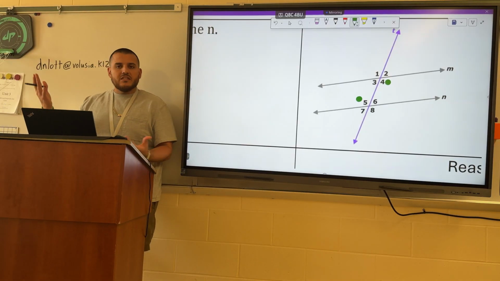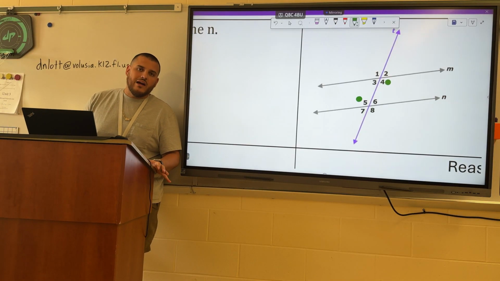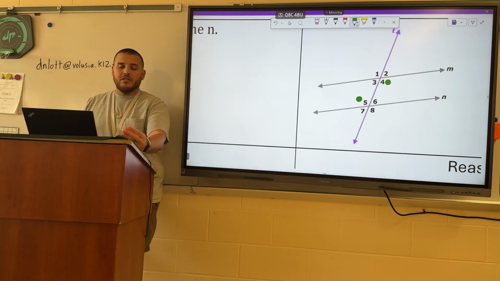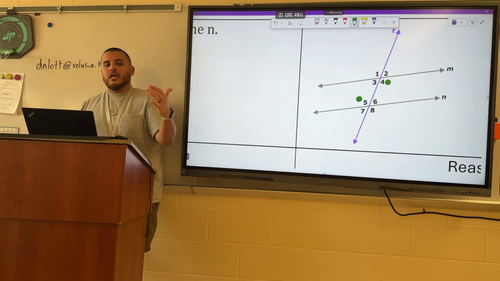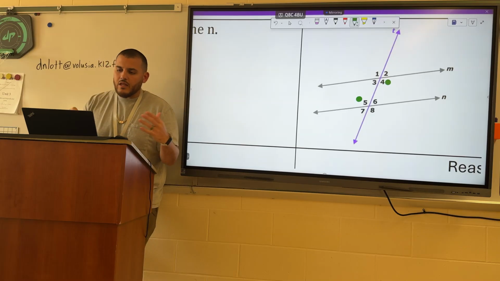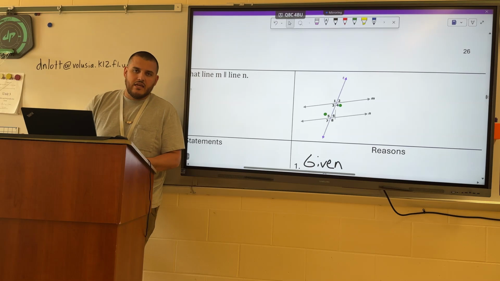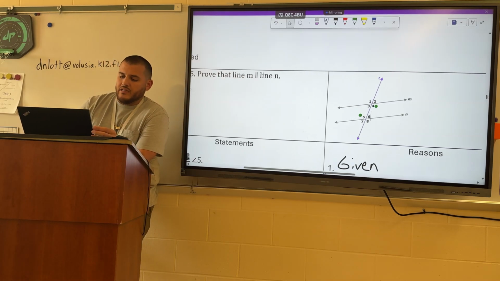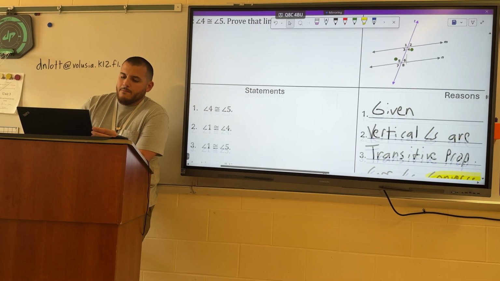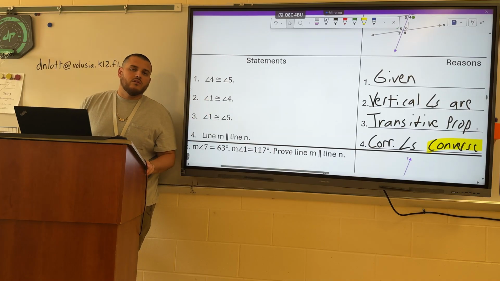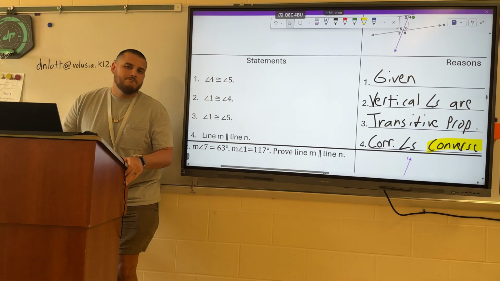However, proofs can take any numerous amounts of routes to prove information. It can be done in a short amount of statements. It can be done in a large amount of statements. That's why we have to take these proofs statement by statement to fill in our blanks from start to finish. In this case, we did have to add a few angle relationships to get there.